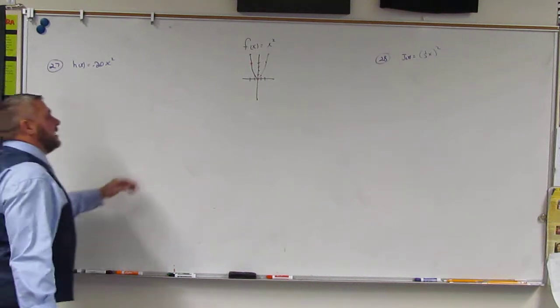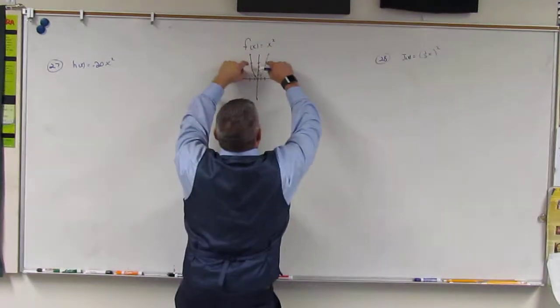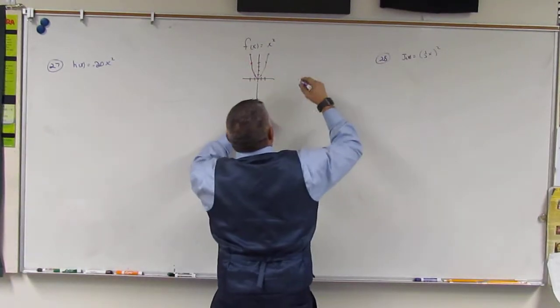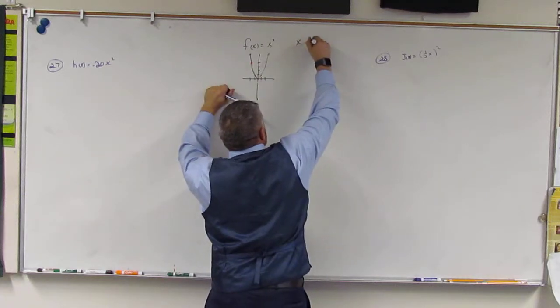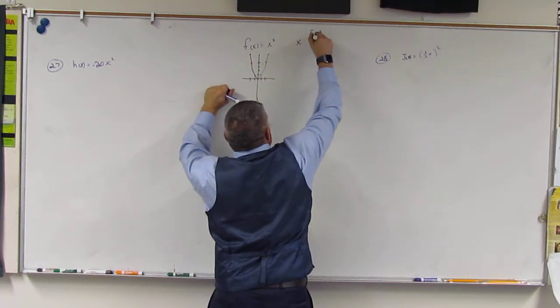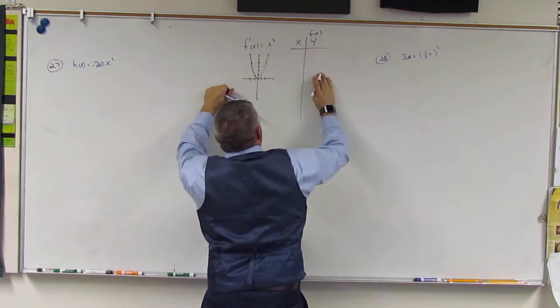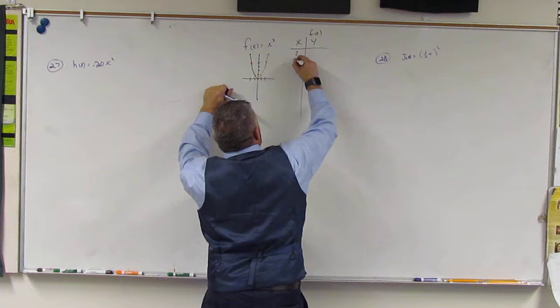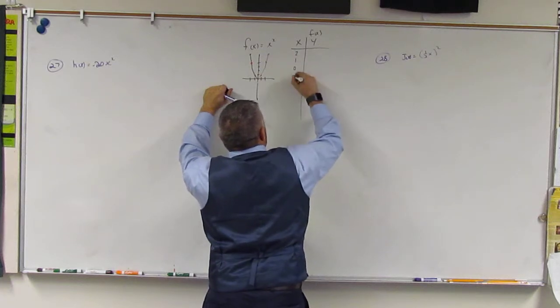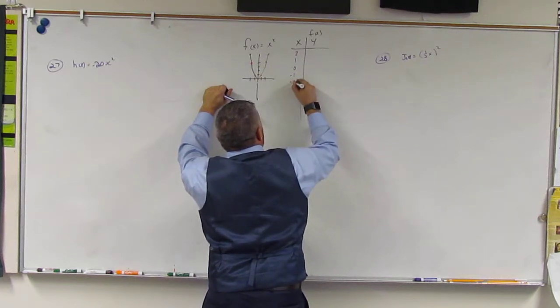Alright. f of x is x squared. We got our 5 dots. Right? So these 5 dots are made up of x and y, where y is f of x. Okay? And they're made up when x is 2, 1, 0, -1, and -2, right?